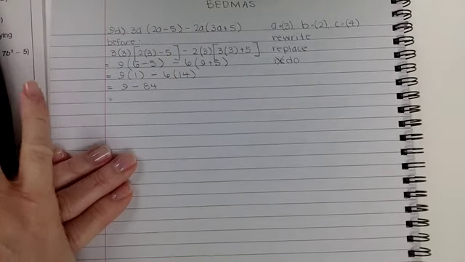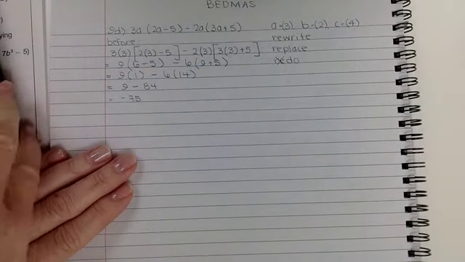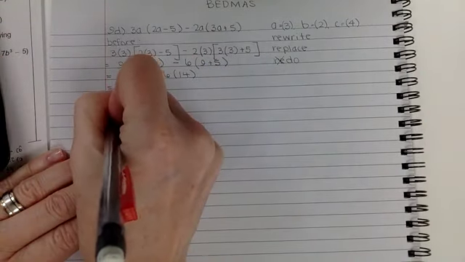So 9 take away 84 is negative 75, which is what we're supposed to get. Hooray.